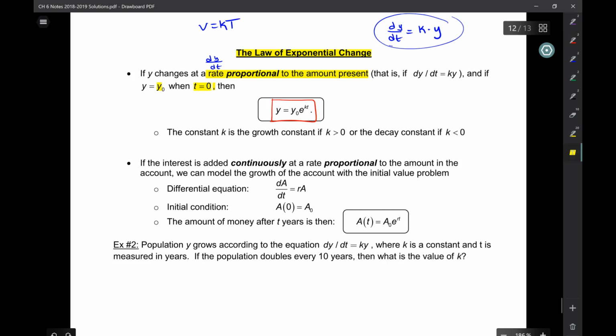We call k the growth constant if k is positive, and it's a decay constant if k is negative, right? So if something is decaying, like radioactive decay, it'll be e to the negative kt. If something is growing, like population, e to the positive kt.